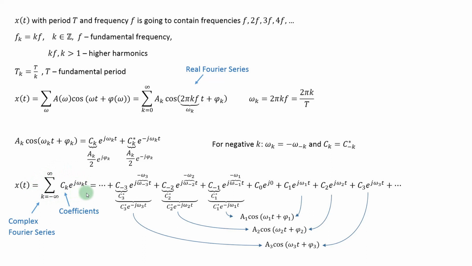And the bottom line is that I can take this real Fourier series, which is kind of intuitive, and I can rewrite it into this form. This form is less intuitive, but it is more concise and it is mathematically easier to work with. So this form is usually preferred. It is called the complex Fourier series, and that is what we will work with. These complex amplitudes c sub k are called the coefficients of the complex Fourier series.